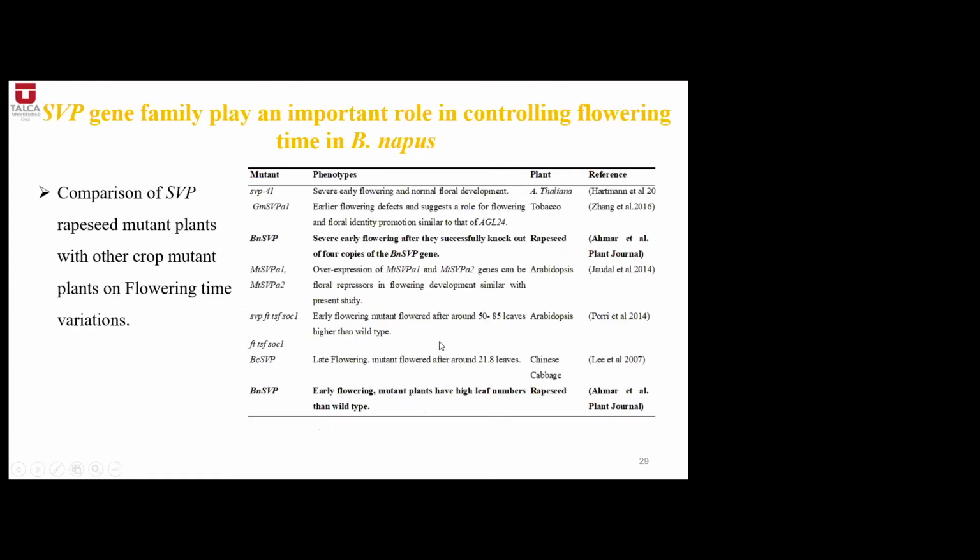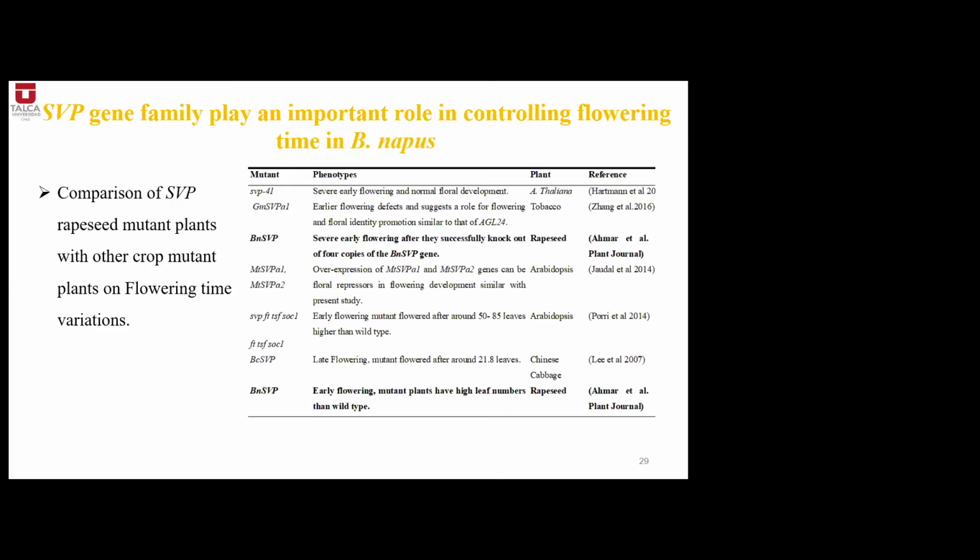We have also compared our study with different studies done previously. We observed that some are related and some are opposite. If we knock out these four copies, Hartman and Chung et al. have a similar study, showing early flowering after successfully knocking out the four copies. But we differ from Lee et al. and Pori et al. In those, the plant flowers early, but the number of leaves is higher in the mutant than in the wild type. This is our opposite study.